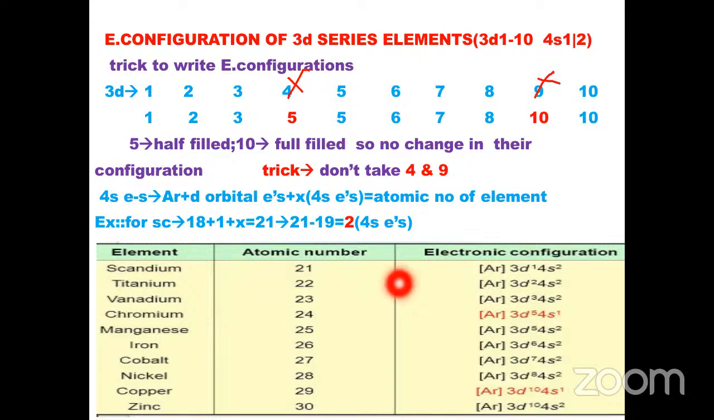Then, how to fill the electrons in their corresponding orbitals easily? Okay, then this is the trick. This trick is very useful for your competitive purpose. You remember these 3D series, how to fill the electrons in 3D series of elements. First of all, you take numbers from 1 to 10. Okay, like this: 1 2 3 4 5 6 7 8 9 10. Now, doing the filling of these electrons, you don't take here the 4 and 9.